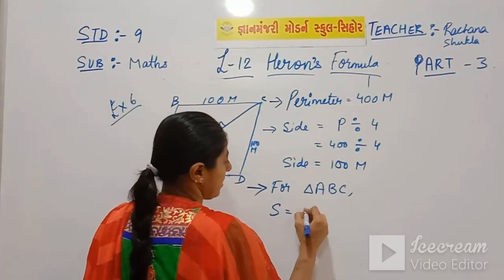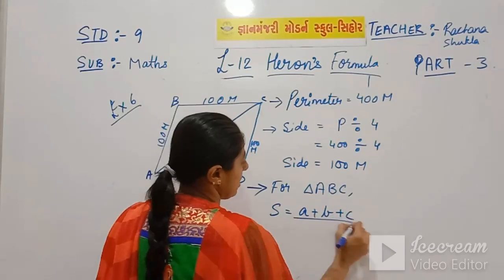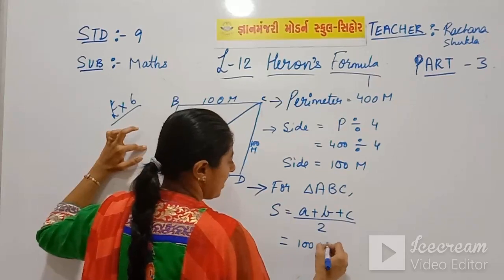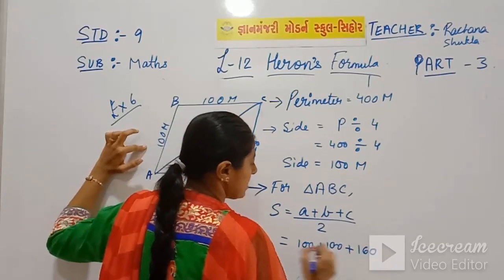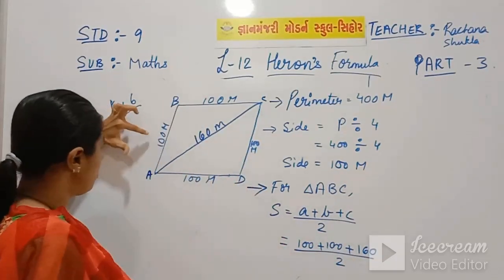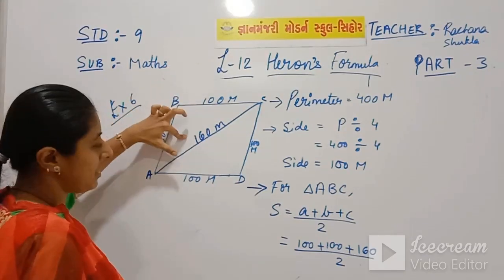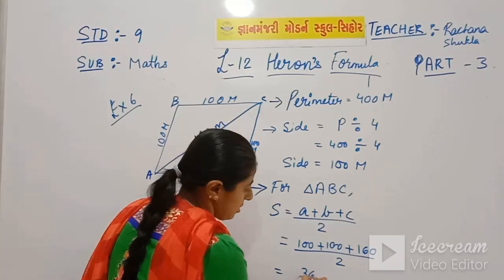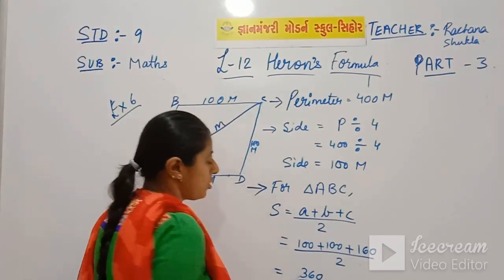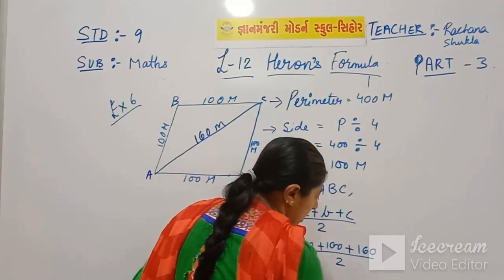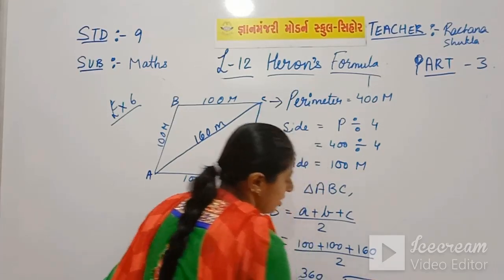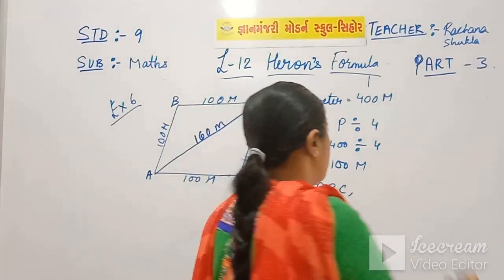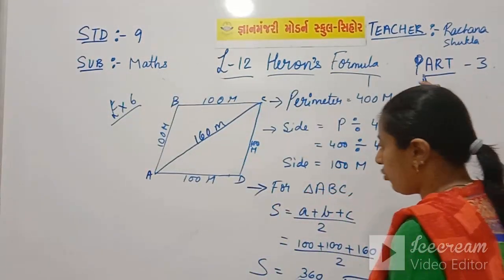So semi-perimeter is equal to (a plus b plus c) upon 2, which is (100 plus 100 plus 160) upon 2. That is 360 upon 2. So your answer will be 180 meters. What will be your answer? S is 180 meters. Now finding out the area.